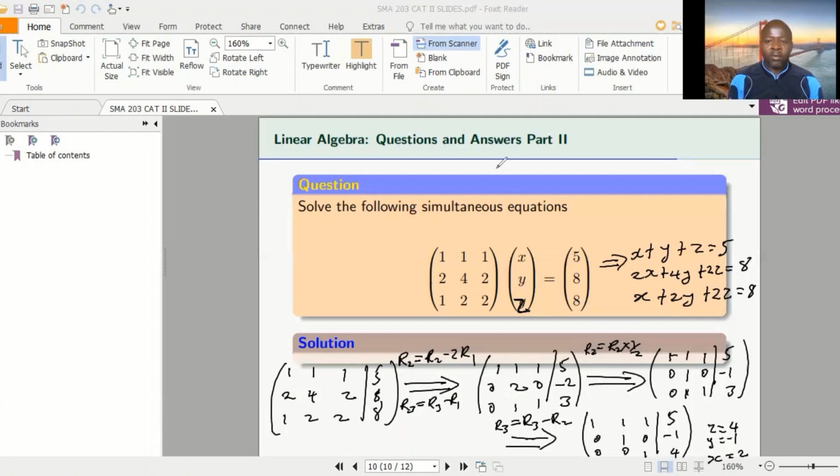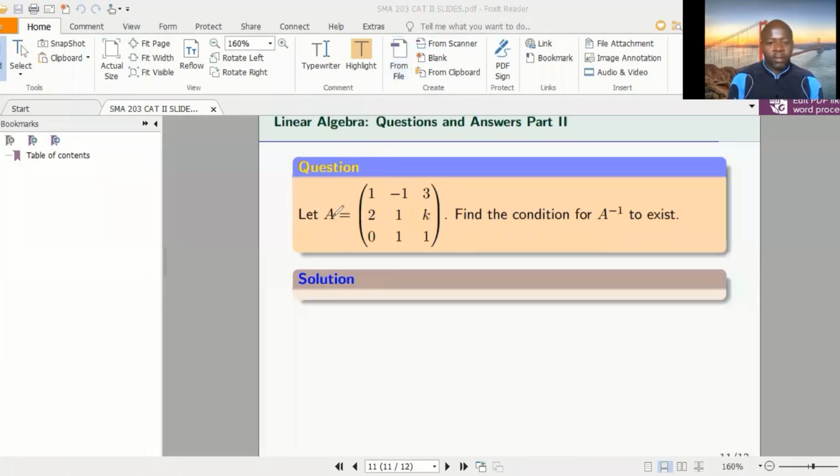And so that is how we do this question. We go to the next question. We have this question where we are given matrix A and asked for the condition for A inverse to exist. What I know is that A inverse exists if the determinant of A is not equal to 0. If the determinant of A is not equal to 0, then A inverse exists.